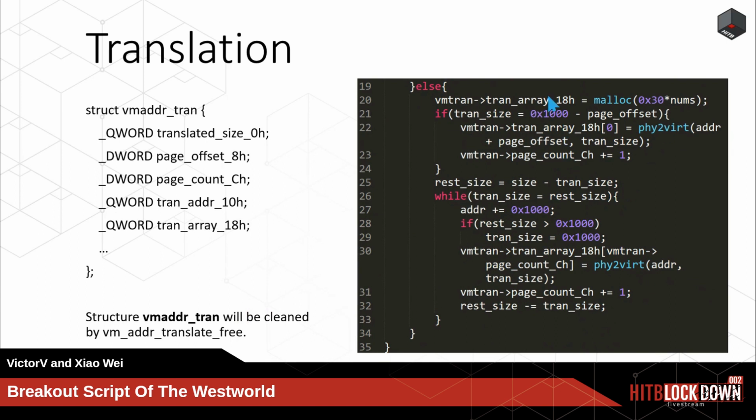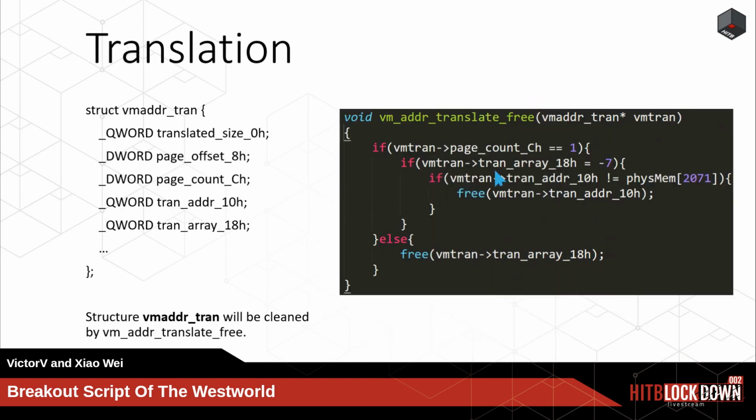If the num is bigger than 1, it will allocate a buffer to store the result for each page frame number, and the array pointer will be set to field 18H. Once the guest's memory has been handled, the function VM address translate free will be called. In this function, it will free the memory allocated before. Now let's look at an example.